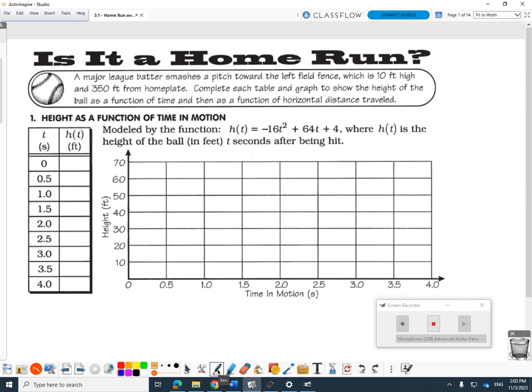So, how do we manage this? This isn't exactly the situation in the Jose Bautista home run, but it's close. It says, a major league batter smashes a pitch towards left field fence, which is 10 feet high and 350 meters from home plate. That's pretty close to the dimensions at Rogers Center. Not exactly, but pretty close. Complete each table and graph to show the height of the ball as a function of time and then as horizontal distance traveled. Well, you don't have to know what all that means just yet.